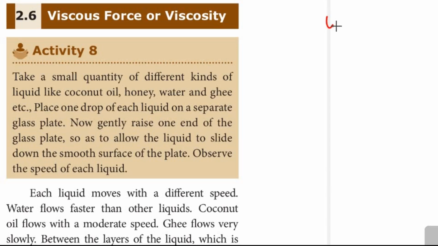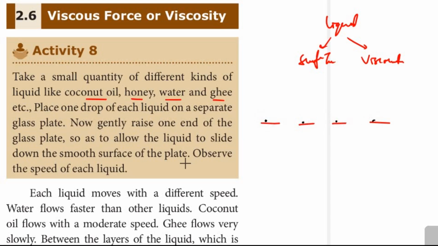Now, till now we have studied the property of surface tension for liquids. Now it's time that we study yet another property, which is viscosity for liquids. For that, we have to take a small quantity of different kinds of liquid like coconut oil, honey, water and ghee, 4 different types. Now take 4 separate glass plates and put 1 drop of each of the liquids above it. 1 drop. And what do you do after that?